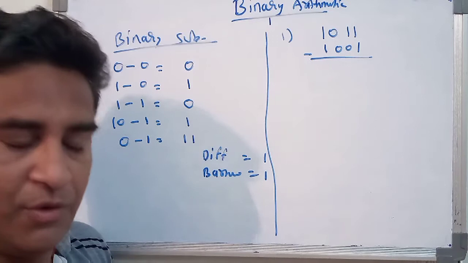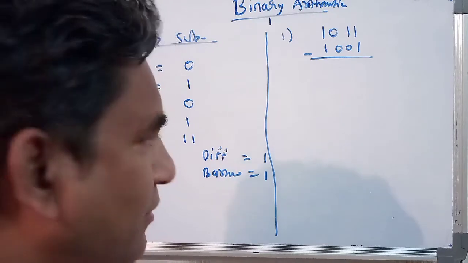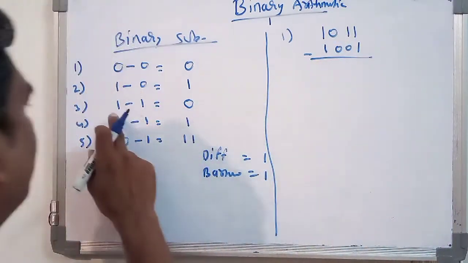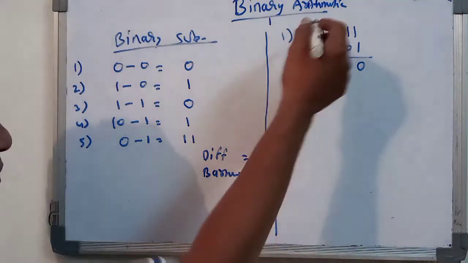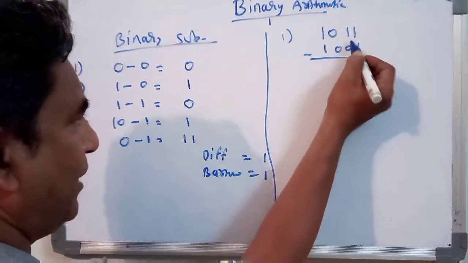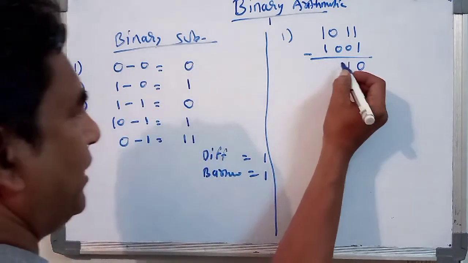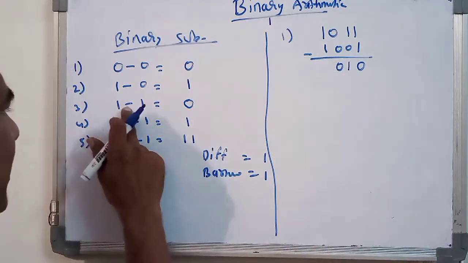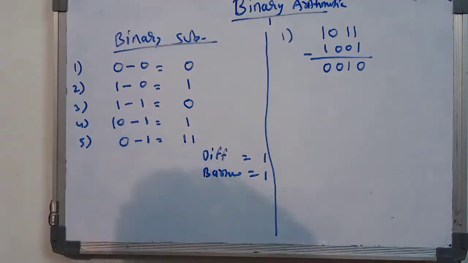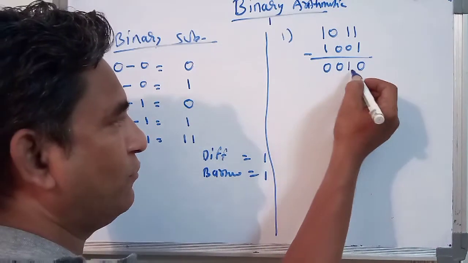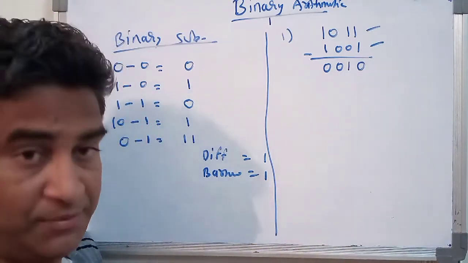Okay, students. Now, what things have to occur? How many values have to occur? This, 1 minus 1, what you will be getting here is 0. 1 minus 0, you will be getting the answer as 1. 0 minus 0, here it is 0. 1 minus 1, 0. So you will be getting the answer here as 0010. Okay, 0010 is the final answer when this number and this number are subtracted.